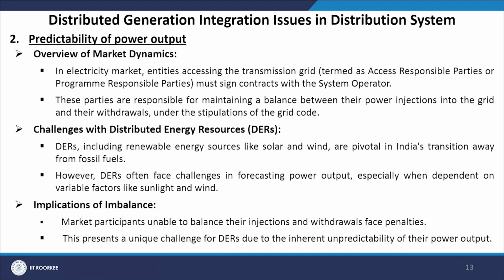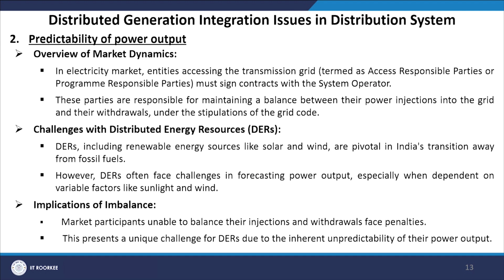Now, when you talk about predictability of power output, the overview of market dynamics is slightly different. In electricity market, entities accessing the transmission grid, termed as access responsible parties or program responsible parties, must sign contracts with the system operator. Now, there is one issue: if you go for a large solar or wind park and produce a huge amount of energy, you must have a buyer, okay? And also you may experience a bit of uncertainty in your generation. So you cannot participate in an open competition or a bidding process when your own generation is not certain.